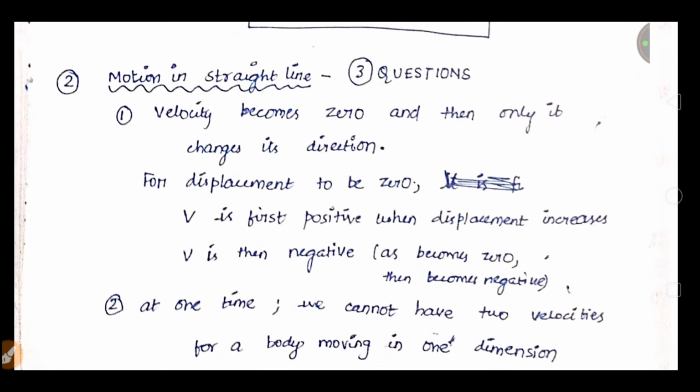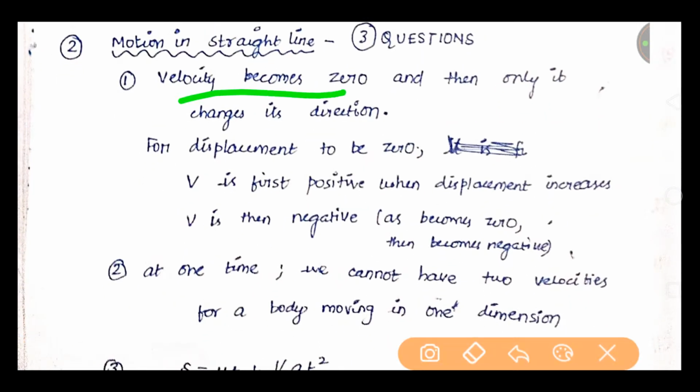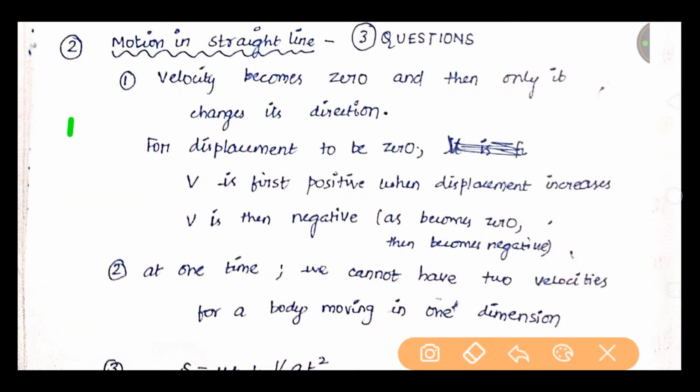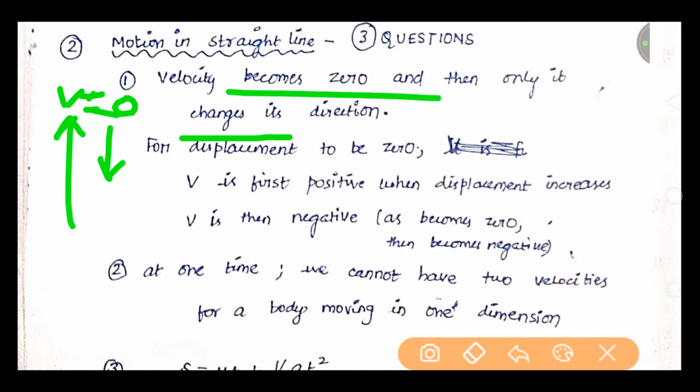Motion in a straight line, 3 questions have been asked. Velocity becomes 0, then only it can change its direction. For example, if a ball is moving upwards with initial velocity given u, its velocity has to become 0, then only it can change its direction going up and reverse its direction. At one point its velocity must be 0, then only it can change its direction. Okay, this is a very important point.